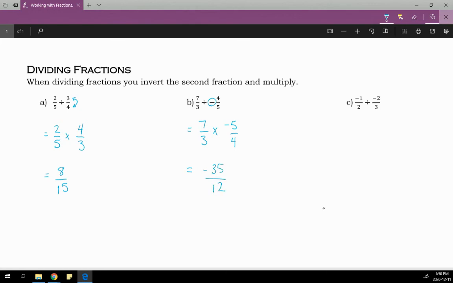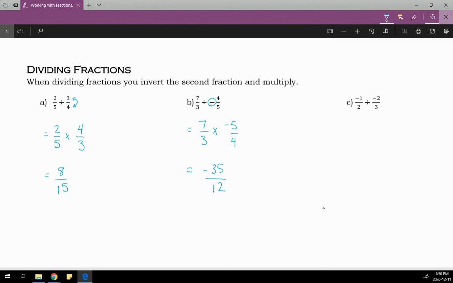And I often get students wanting to know if they should be putting this improper fraction into a mixed fraction. The answer is no. Usually once you get to high school, we don't work with mixed fractions anymore. So you want to make sure it's in lowest terms. In this case, it is, but you can leave it as an improper fraction.